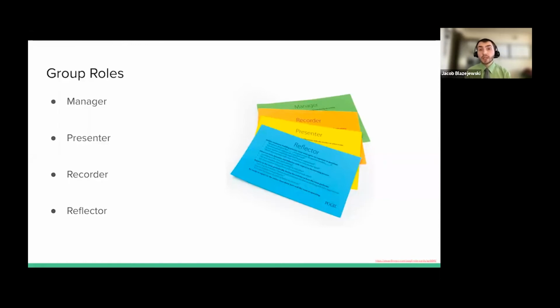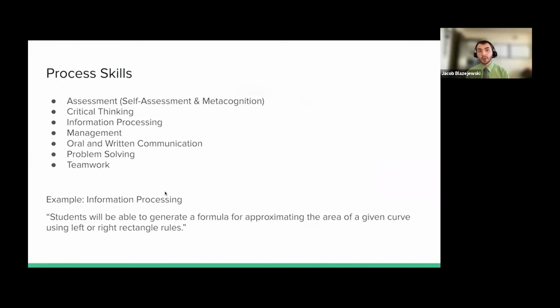And then the reflector is a role that's probably most critical if you do a lot of POGIL activities. Their main job is to make sure that we are functioning well as a team and to give suggestions if there are possible issues in the team's functioning. So those are the four roles that you would be welcome to modify in any way. This is just the recommended structure that POGIL has.